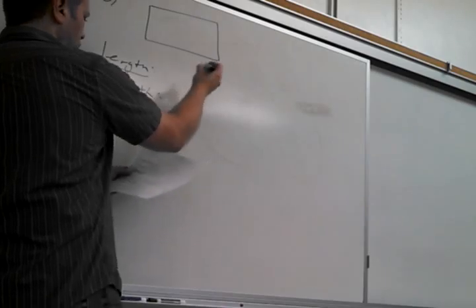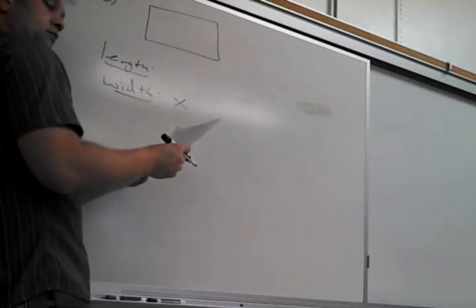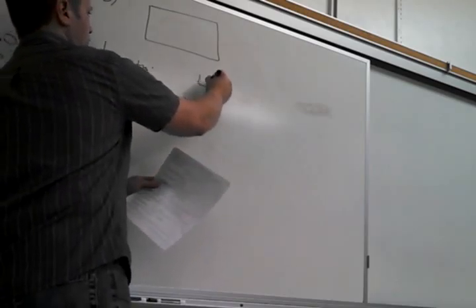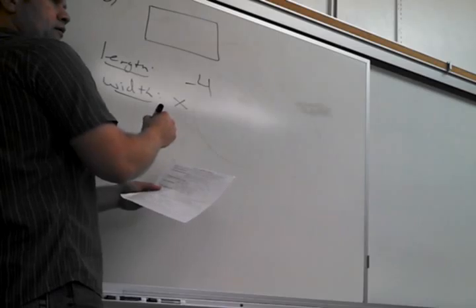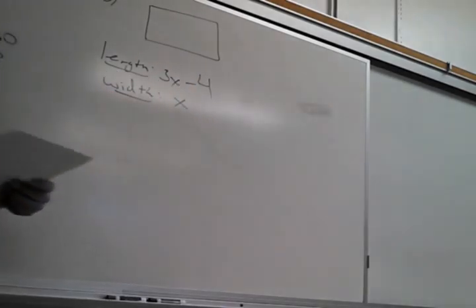So if I call the width, we'll just stick with x for now. So the length is what? 4 less than 3 times the width. Kick ass. One big mistake is people make 4 minus 3x. You get a negative answer, and then you just circle it. And I'm like, wait a minute. How do you get a negative side length? I don't want to go to your house. It's weird. Is it like a black hole?